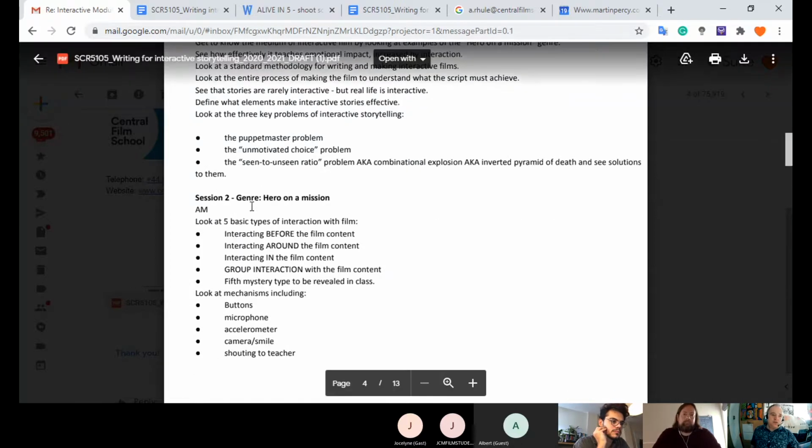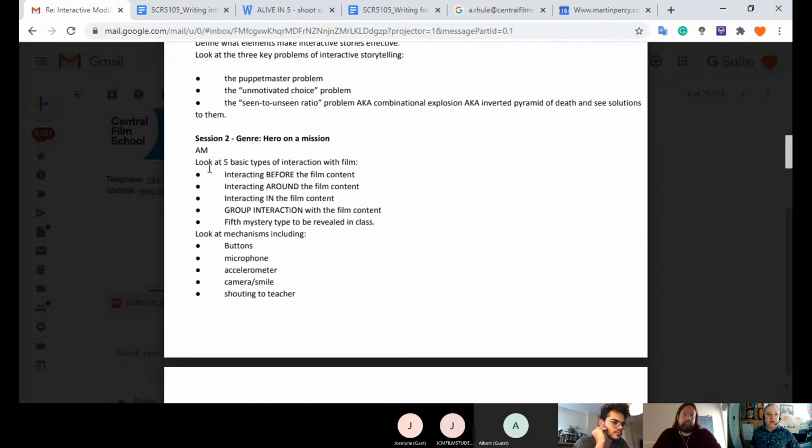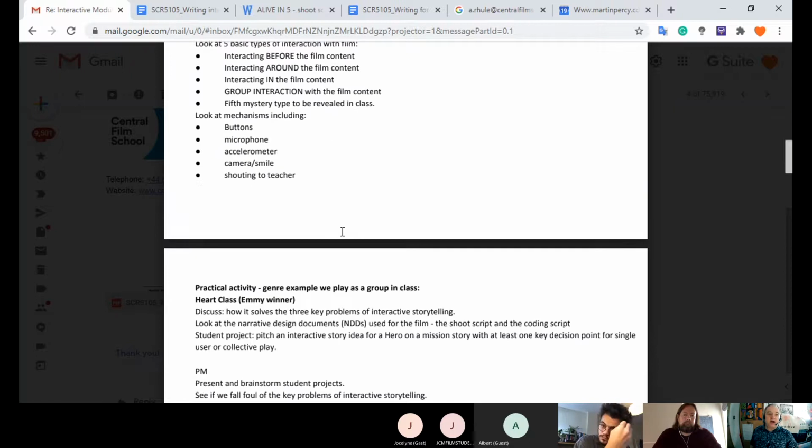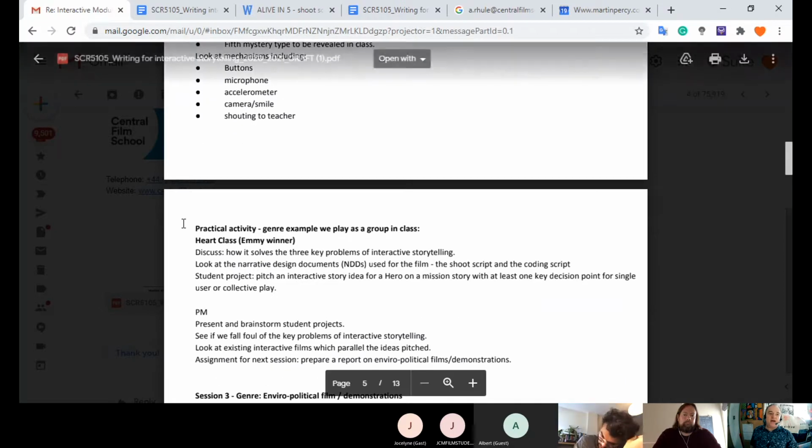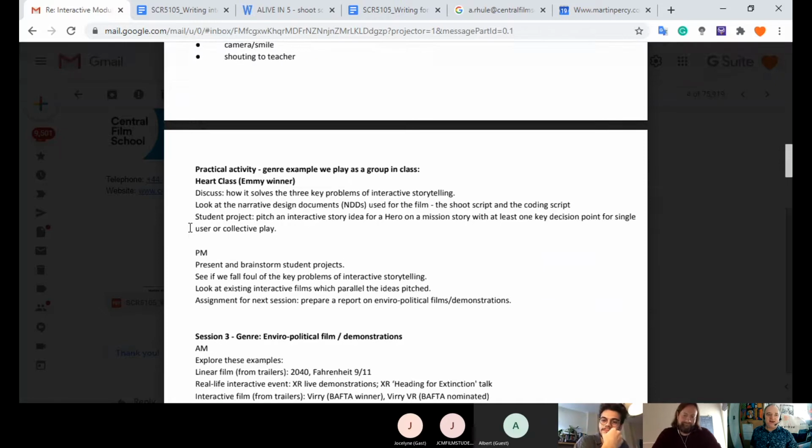Okie doke. So then session 2, tomorrow, we'll look at different basic types of interaction with film: interacting before film content, around it, in it. We'll look at group interaction and a fifth mystery type of interaction, which will be revealed in class. We'll look at mechanisms, including button interaction, microphone interaction, accelerometer interaction, AI-driven interaction. So, for example, the film can react if the user smiles, and also shouting. Now, we will have a look at, in a nice way.